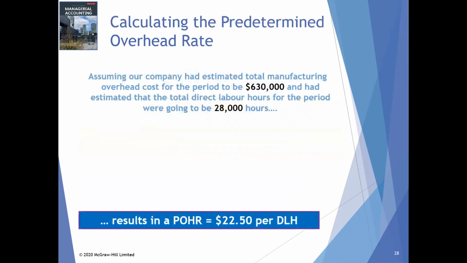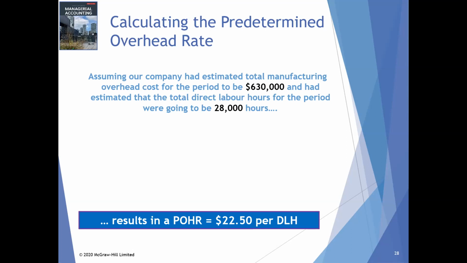Let's take one example. Calculating the predetermined overhead rate, assume that our company estimated the total manufacturing overhead cost for the period to be 630,000 and estimated the total direct labor for the period to be 28,000 hours. Two figures are given. This is not actual, first of all, this is an assumption. At the beginning of the time, our company just estimated the total manufacturing overhead cost, only the overhead, not the direct material and direct labor. That we can calculate easily.